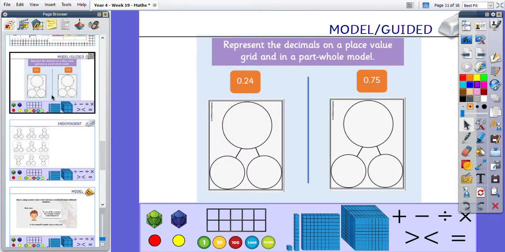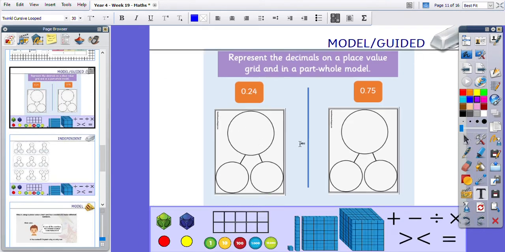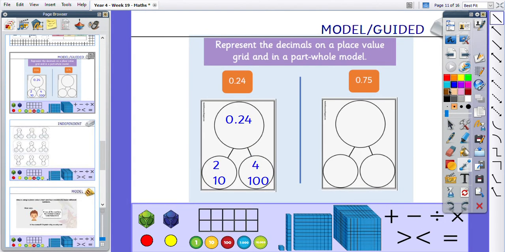So for silver, we're looking at part-whole model, okay? So we have these numbers. We have 0.24 and we want to partition this number into tenths and hundredths. So how many tenths do we have? How many hundredths do we have? So in this number, I can clearly see in my tenths column, I've got 2 tenths, and in my hundredths column, I've got 4 hundredths. So I can partition it like this.